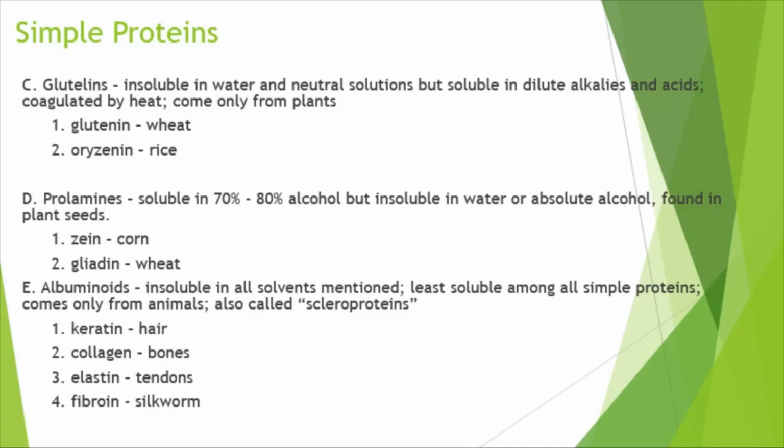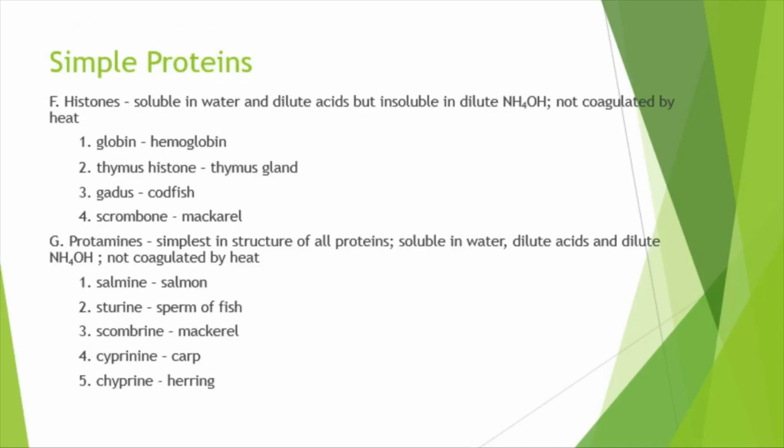Then we also have albuminoids. These are insoluble in all solvents mentioned, least soluble among all simple proteins, and come only from animals. They are also called scleroproteins. Examples of this are keratin, found in your hair, collagen in your bones, elastin in tendons, and fibroin in silkworm. So those are your simple proteins.